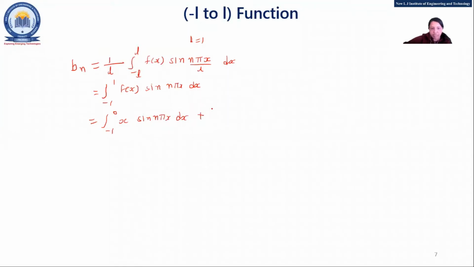Plus, you just calculate and write down into the chat box, or I'll unmute someone. Here it will be 2 sin n pi x dx. I have simplified your work. Fine. Okay, bn is what? 2 by 3.